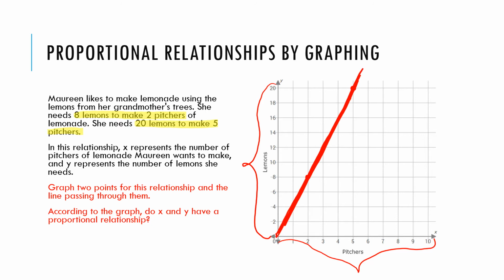Ask yourself, is that a straight line? And does it pass through the origin? If you answered yes to both of those questions, then your graph does represent a proportional relationship.